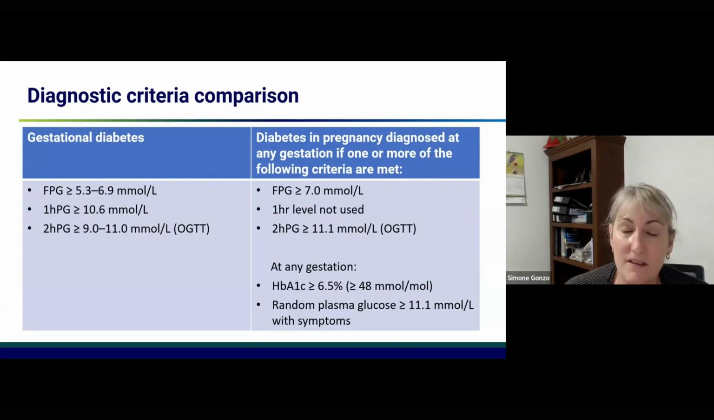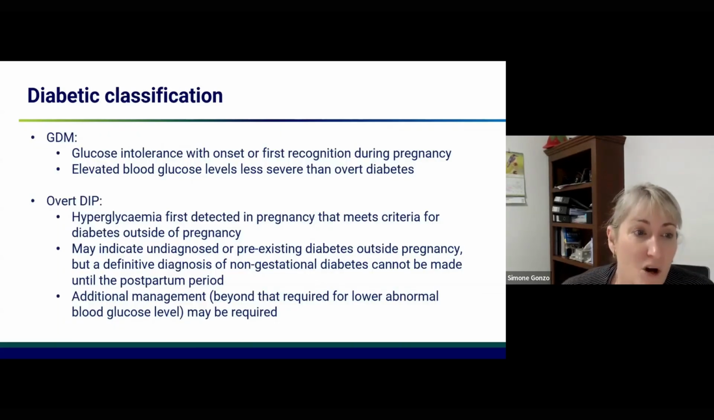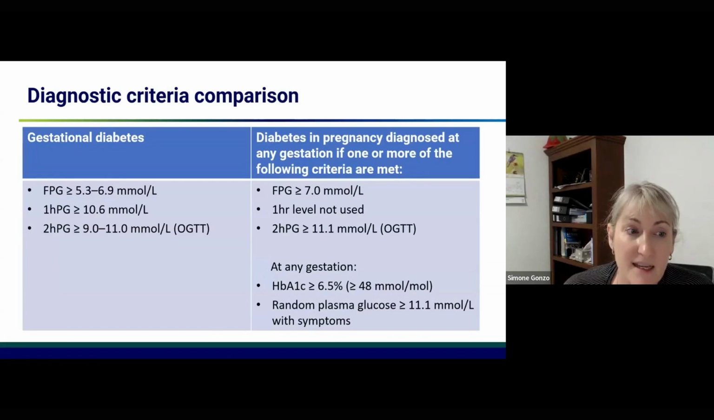But the focus or the emphasis of the guidelines has been to try and identify the patients with overt diabetes in pregnancy, stream them out so that we can then focus on them, managing them, and managing their care post-pregnancy as well. So with our diabetic classification, we've got GDM, and that's glucose intolerance with onset or first recognition during pregnancy. And that consists of elevated blood glucose levels, which is less severe than overt diabetes. So that's those patients on the left-hand side of that table previously.